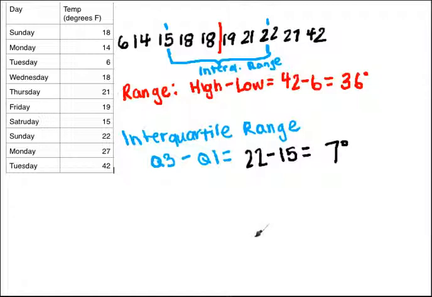Okay, so what this means is that over the 10 days, your forecasted temperatures are going to range by a total of 36 degrees, but for most of the days, you're only going to be ranging between 7 degrees, because remember that quartile or that box is where most of your data falls.